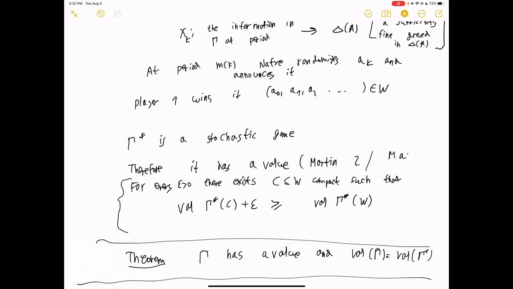Maitre and Suders showed it before under the assumption of existence. They didn't show the existence of value, but they showed the results for the quantity that player one can guarantee. So they showed this for the lower value and upper value of the game.